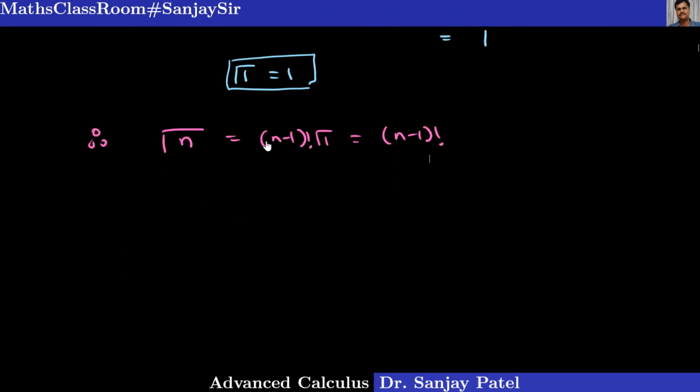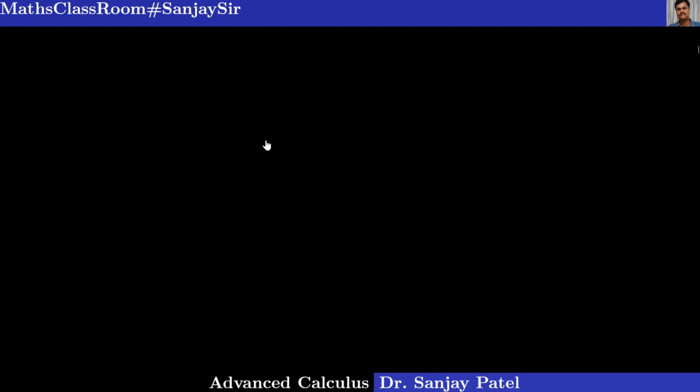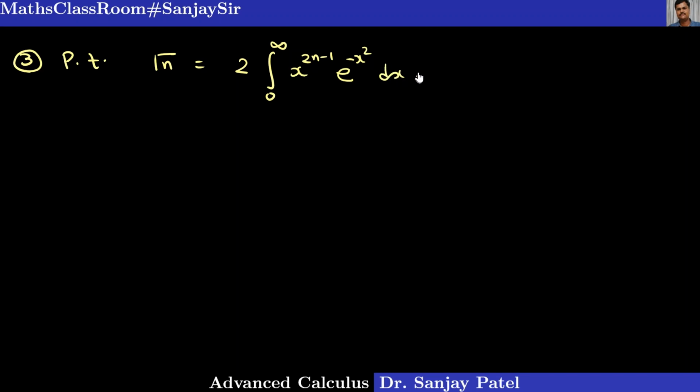Let us prove the next property, which is very, very important. So the third property: prove that gamma n is equal to 2 times the integral from 0 to infinity of x raised to 2n minus 1 into e raised to minus x square dx. Okay, so let us prove. All these proofs are very simple, based upon simple rules of integration.